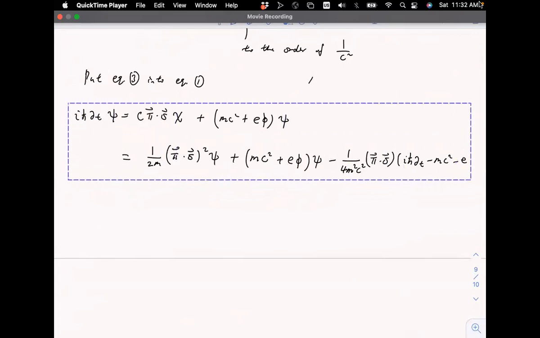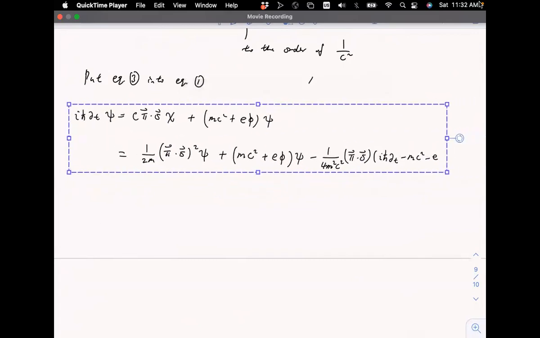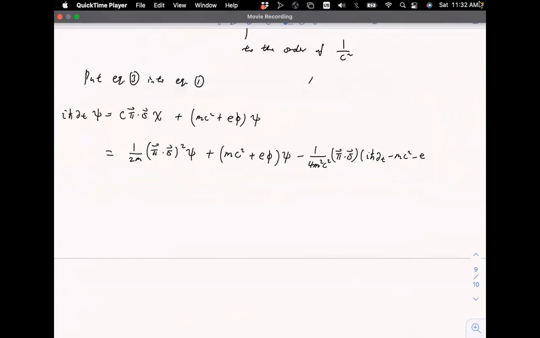I think I need to make it smaller. Okay, make it smaller. Okay, so this is the equation, and this is term 1. This is term 2.